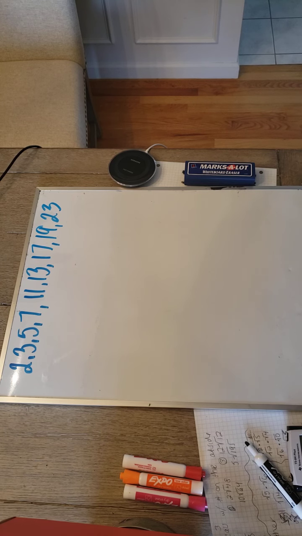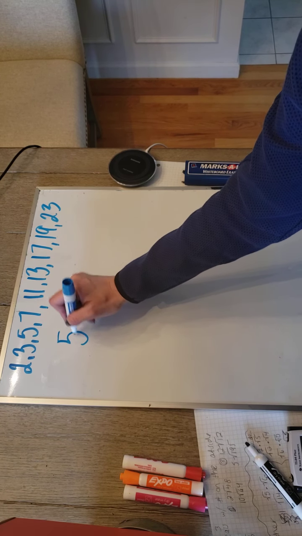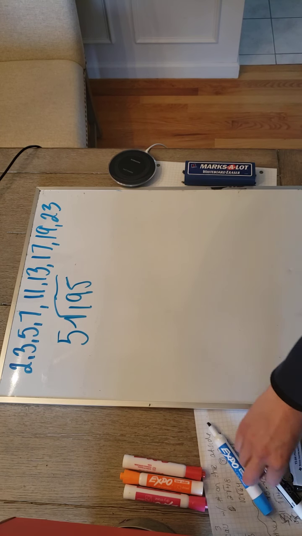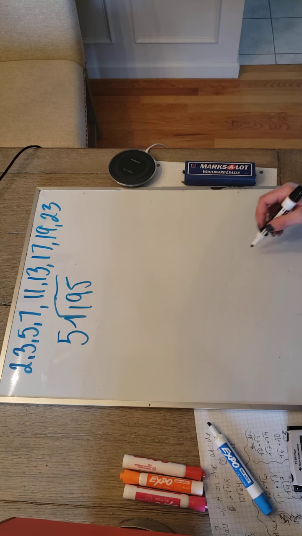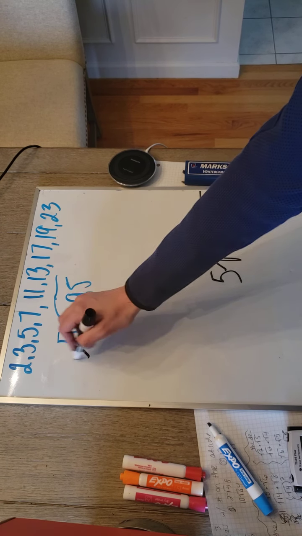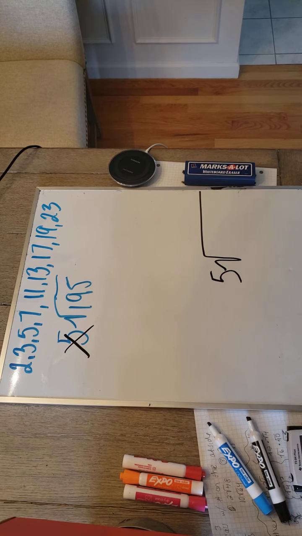All right, and last but not least, 5 square root 195. Again, we have a number outside the radical, but we're not going to be scared of it. We're going to write it here. Cross it off and forget about it.